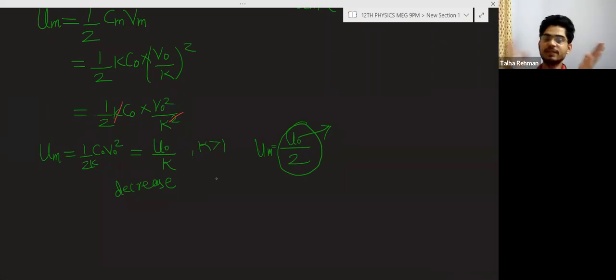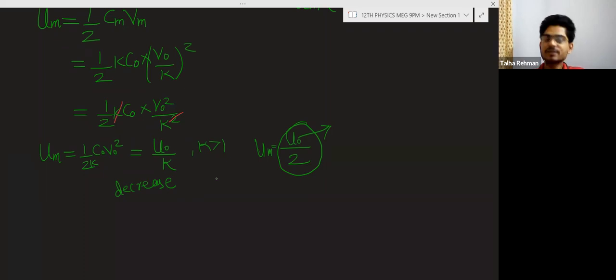We have disconnected the battery, and what is the use of the battery? Battery gives the charge, and due to that charge the energy is stored in the capacitor. And now you have cut the source of energy, means energy should decrease now.